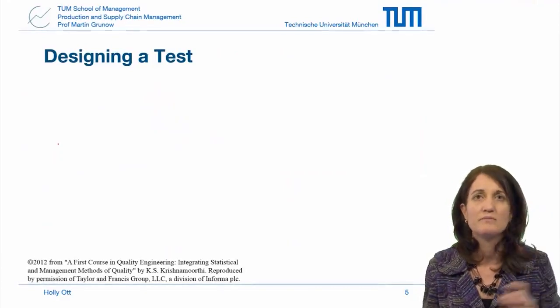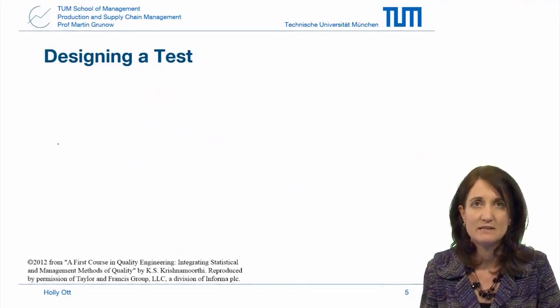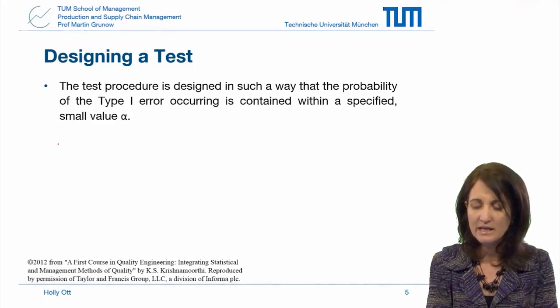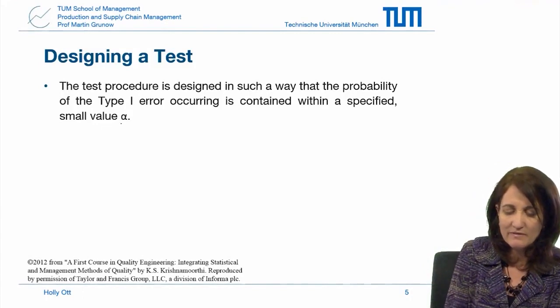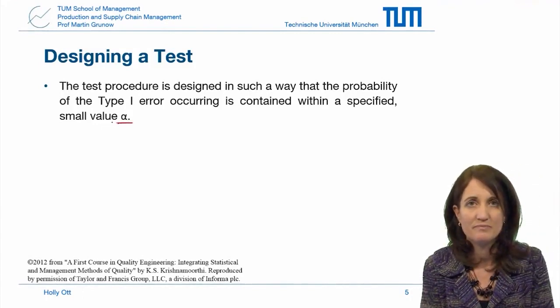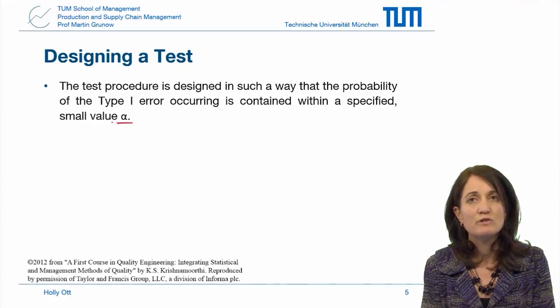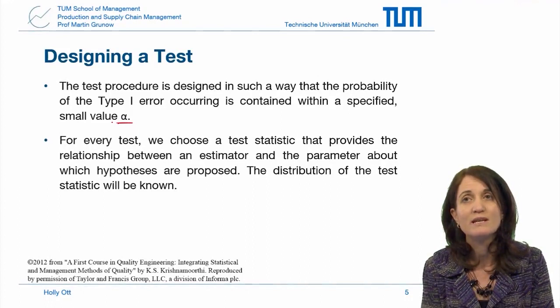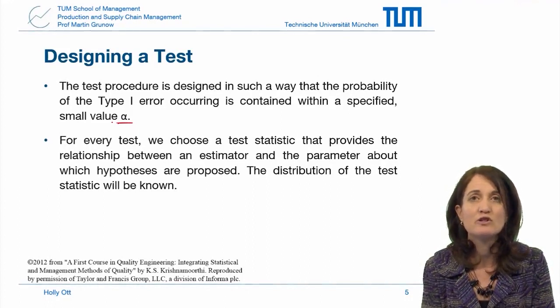So let's look at designing a test. The test procedure is designed in such a way that the probability of the type 1 error occurring is contained, as I just said, in a small specified value equal to alpha. For every test, we will choose a test statistic that provides the relationship between an estimator and the parameter about which the hypotheses are proposed, and the distribution of this test statistic will be known.